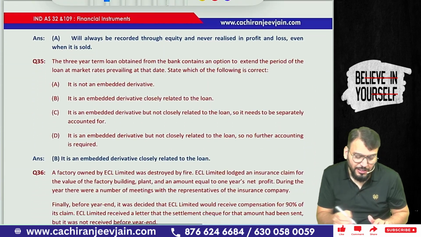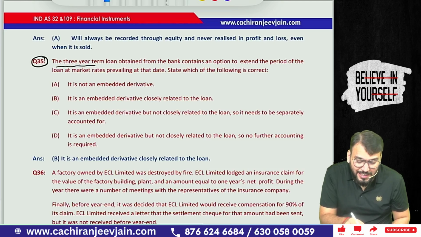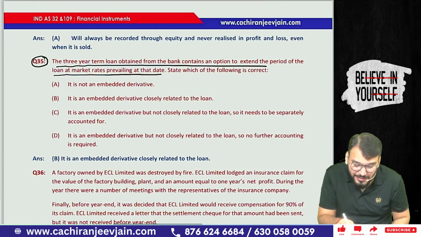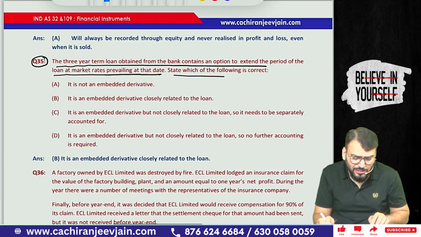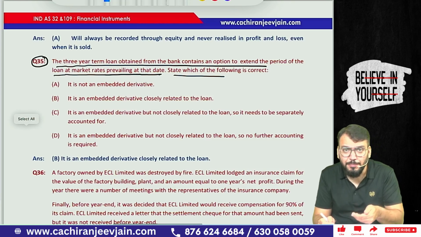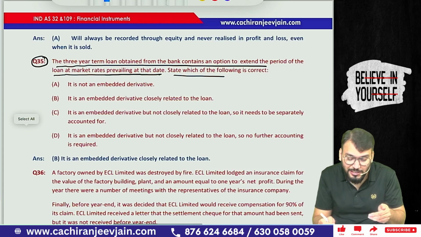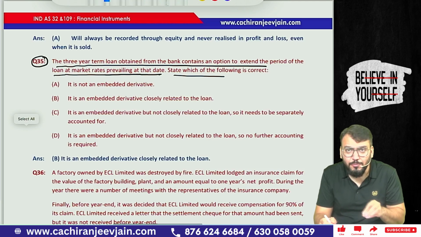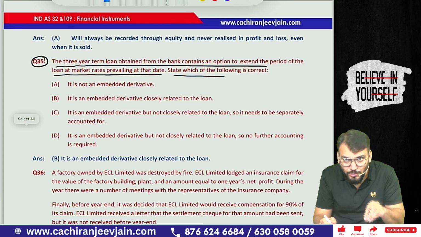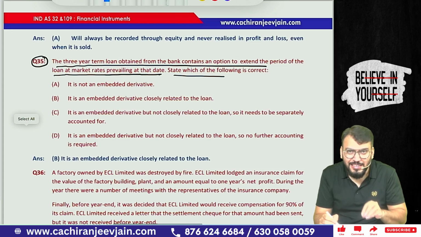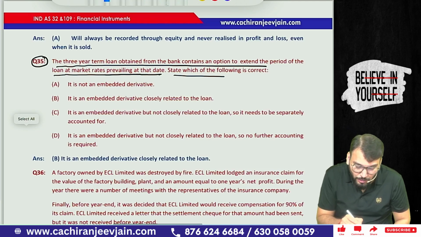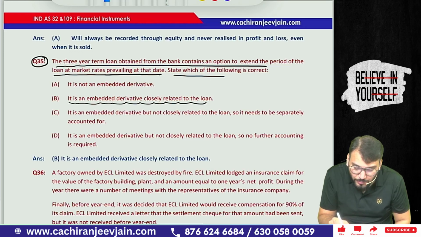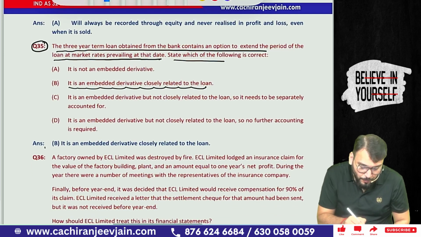Okay sir, these are all theoretical questions. 35. The 3-year term loan obtained from a bank contains an option to extend the period of the loan at the market rate prevailing at the date. State which of the following is correct. Similar, I think we have done one similar question with a prepayment option. Whenever the loan is with a prepayment option or an option to extend the period, this type of embedded derivative will always be closely related to the host contract. In that case, the separation is not required. So it is an embedded derivative closely related to the loan and therefore separation is not required. So option number B is correct.